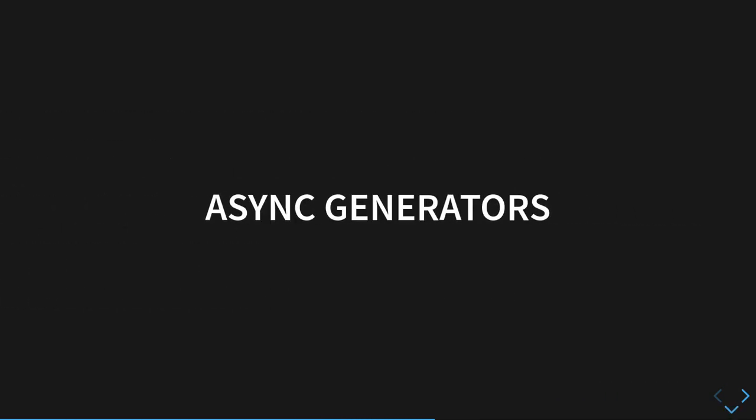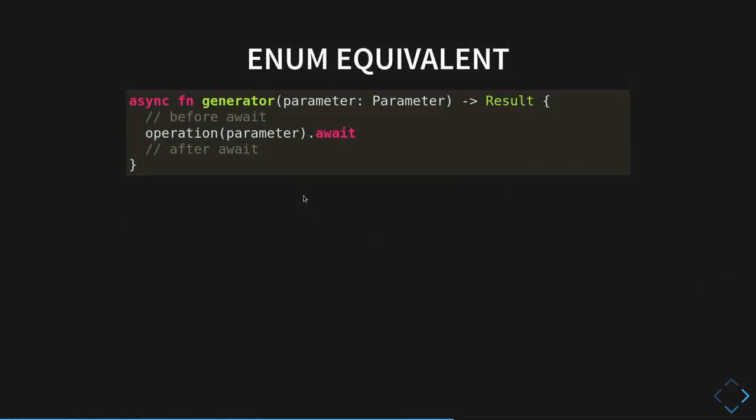Then let's go to async generators. We've seen the async await syntax already. And this gets compiled to a generator. So we have our generator that takes our async method. It takes a parameter and returns a result. We have some part before the await. Then we have an operation that takes the parameter. We wait for it to finish. And we have some part after that.